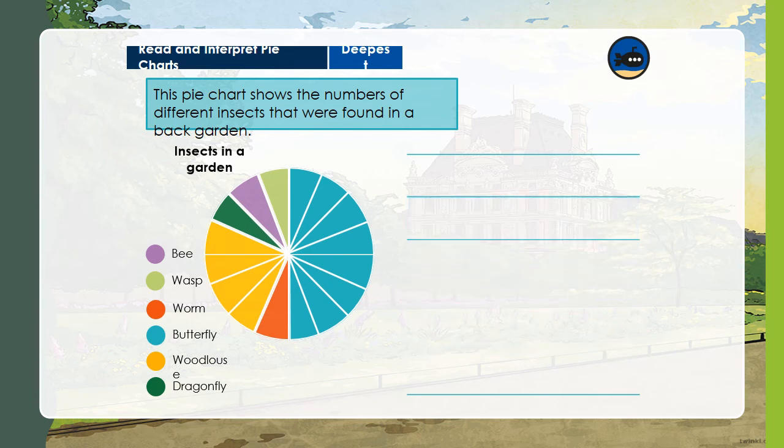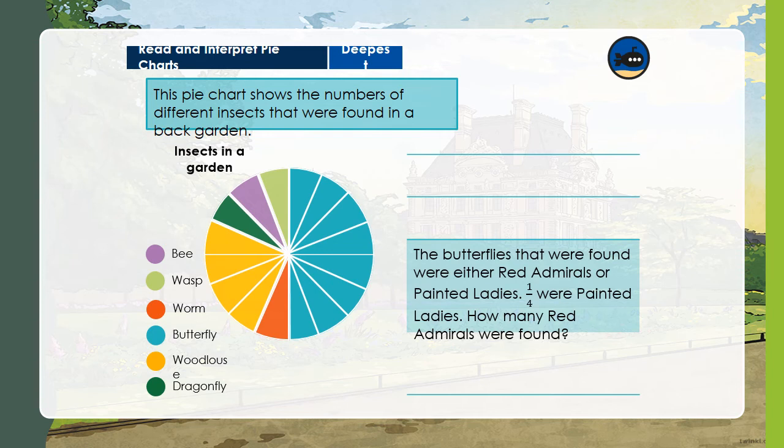Now for our next question. Are you ready? The butterflies that were found were either red admirals or painted ladies. 1/4 were painted ladies. How many red admirals were found? So now we are looking at the butterfly section alone. We can see the butterflies represented half of the total number of insects. Can you remember the total number of insects we had in the garden? That's right, we had 96. What is half of 96? Super, it's 48. Now you know how many butterflies there were in total.